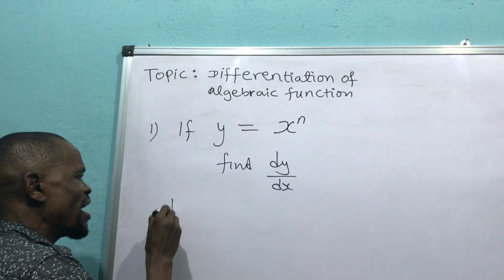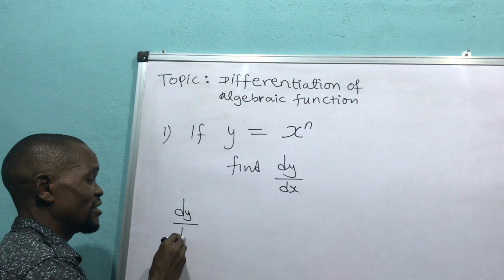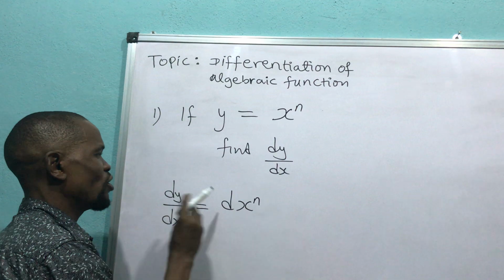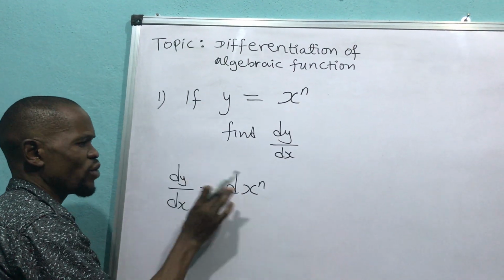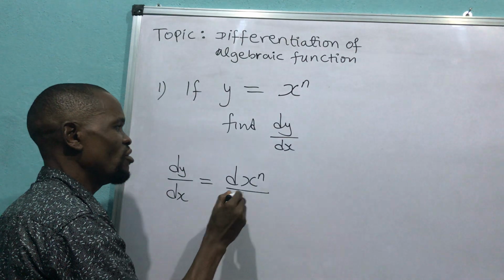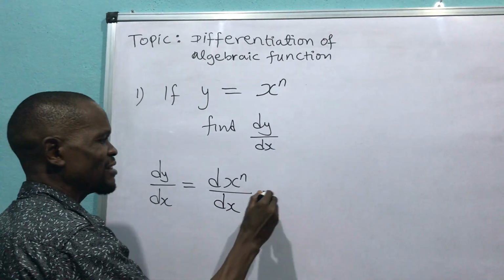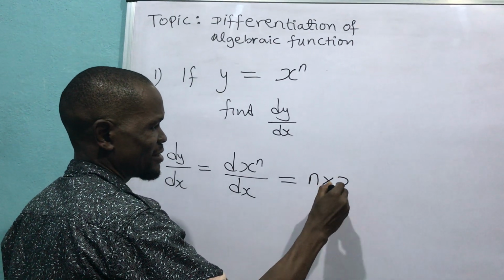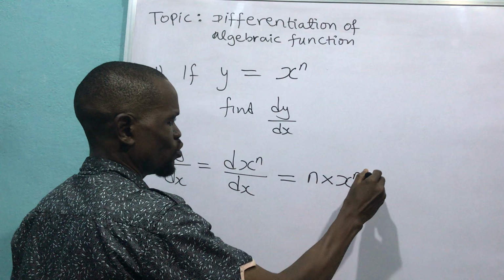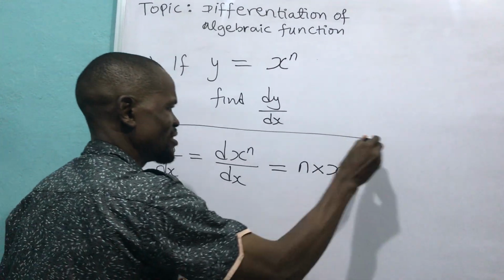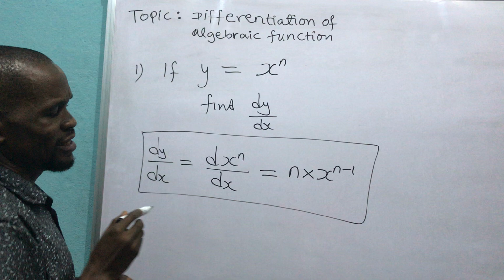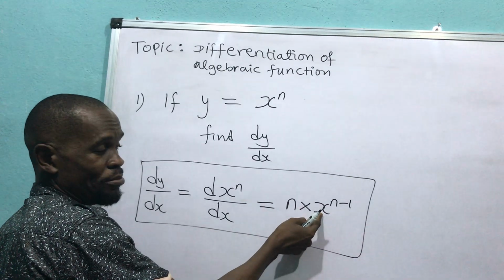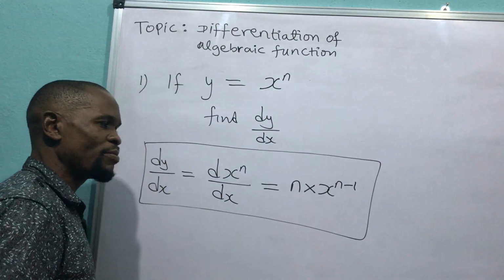I want to say that dy/dx is equal to d(x raised to power n)/dx, because my y is equal to this. If I remove this y, I put x raised to power n all over dx, and my answer should be n times x raised to power n minus 1. That's the format. My answer will be n times the base, then subtract 1 from the power.